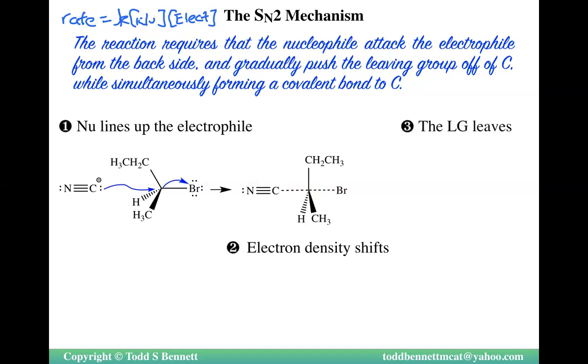And then in the end, when the bromine leaves, the cyano group is on the opposite side. And you'll note, kind of like an umbrella, when the wind comes in, it turns inside out on itself. This was open and pointing to the left. Now it's open and pointing to the right. So we refer to that as inversion of the chiral center. It's a very predictable end result, but the carbon inverted.